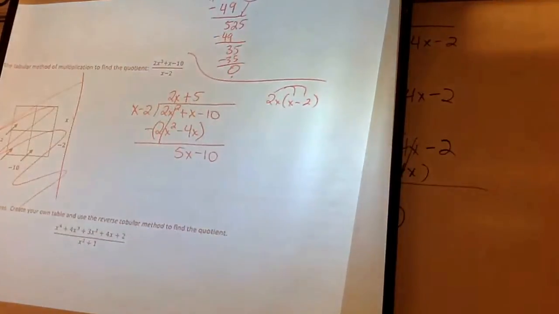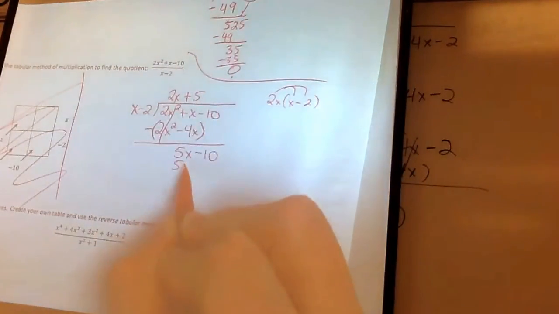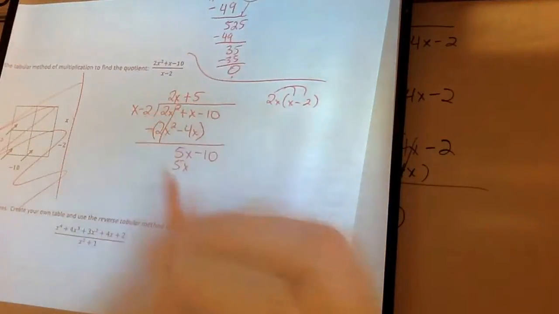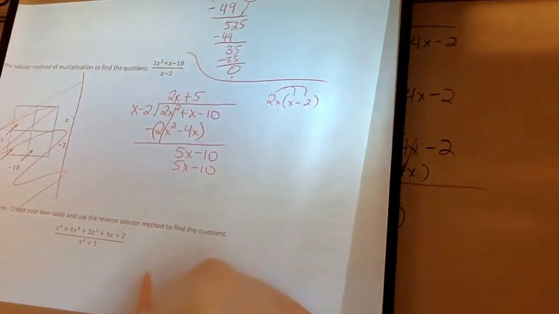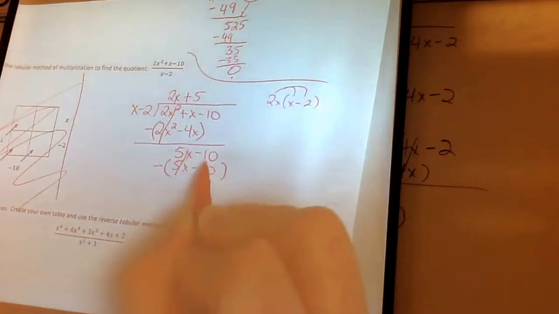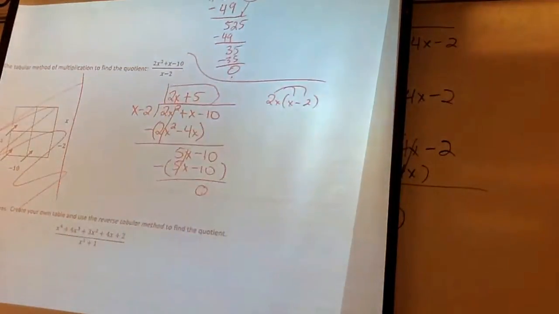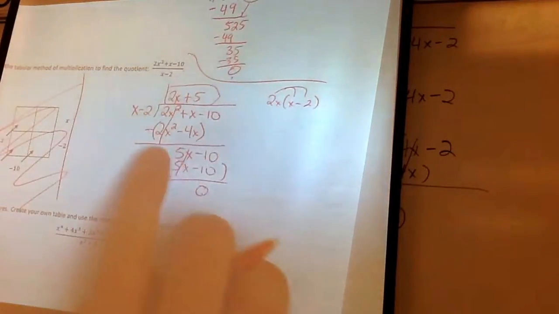You see how it's kind of the same thing? Pretty much. 5 times x is 5x. 5 times negative 2 is negative 10. That's 0. Yeah, and then if we subtract, 5x minus 5x is 0. Negative 10 plus 10 is 0. So there's our answer. It's easy, huh? You just got to be real careful with your signs. A lot of people mess up that negative part when they're subtracting.